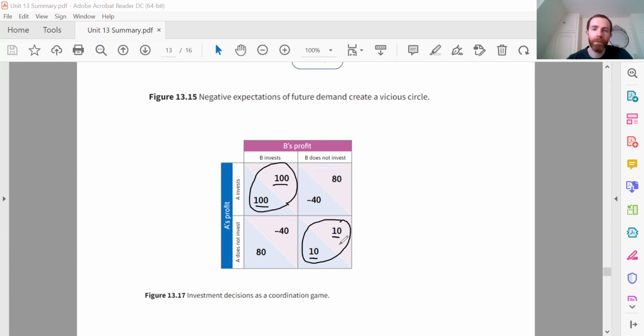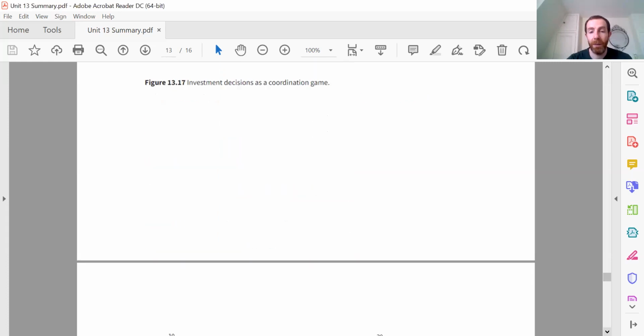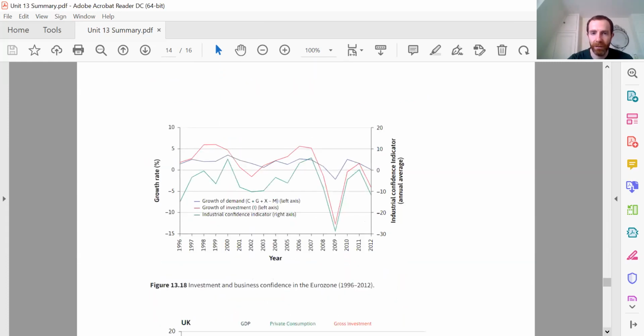So these are two nice ways of thinking about why investment can have a positive feedback, where investment breeds more investment, which breeds more investment, whereas a lack of investment breeds less investment, and so on and so on. And this explains the more volatile nature of investment, which we can see. We're going to look at some data now. We can see quite clearly in some of this data. I want to zoom in a little bit.